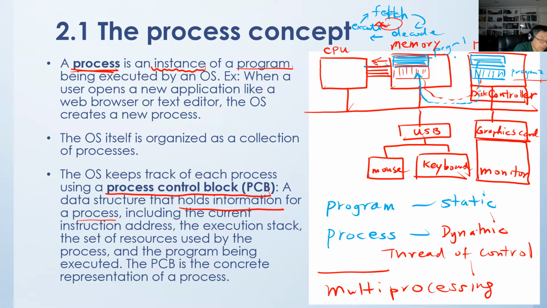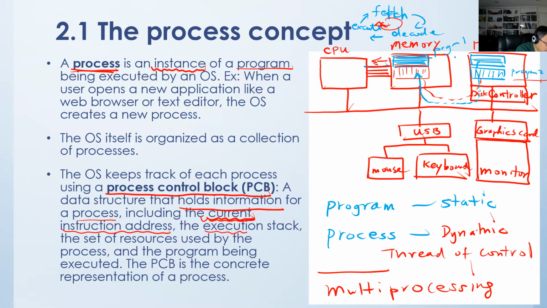So what kind of information is stored in the PCB? The PCB actually stores the current instruction address. Okay. Because when the CPU tries to run a program, the CPU is going to fetch the instruction, execute the current instruction, and then the memory address of the next instruction is going to be stored as well, so the CPU knows which is the next instruction I need to run. So that's the information that will be stored in the PCB. It's called the current instruction address.